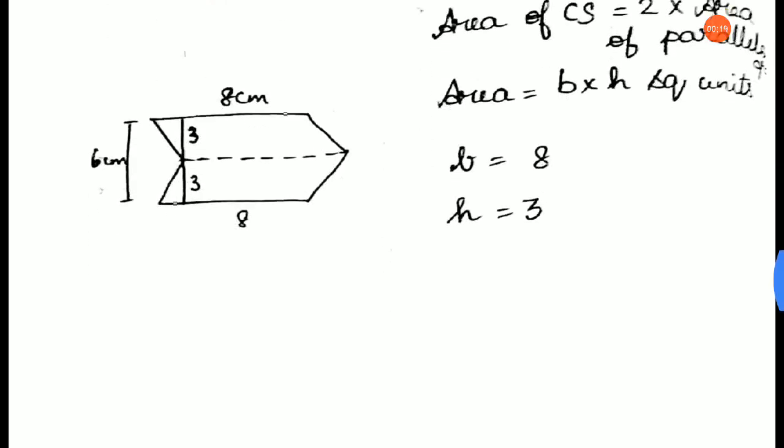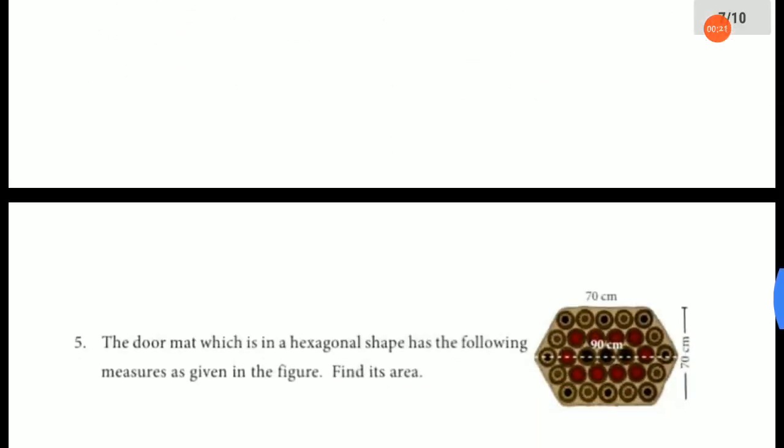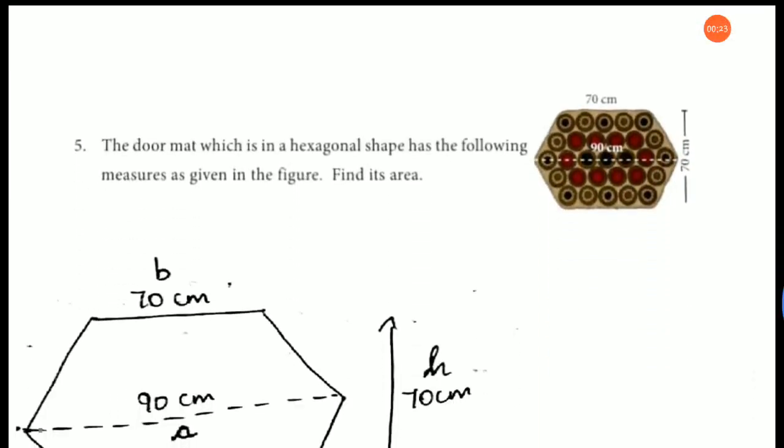Okay. Now look at the fifth question. The doormat, which is in a hexagonal shape, has the following measures as given in the figure. Find its area. They are giving you a hexagon and then they are asking to find its area. So in order to find the area of this hexagon, how can you split it up into a combined shape that we already know? You are just going to draw a line and check whether you can see any other known shapes. So what does this look like?